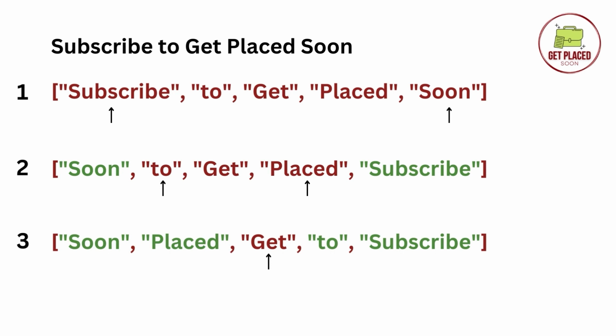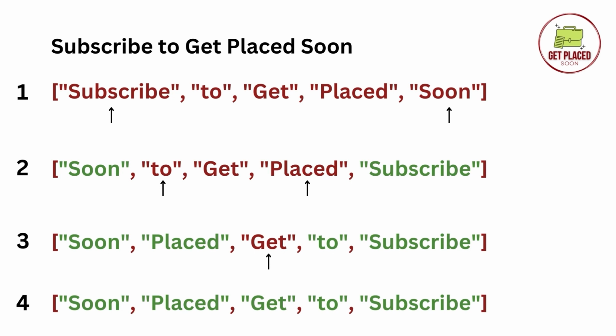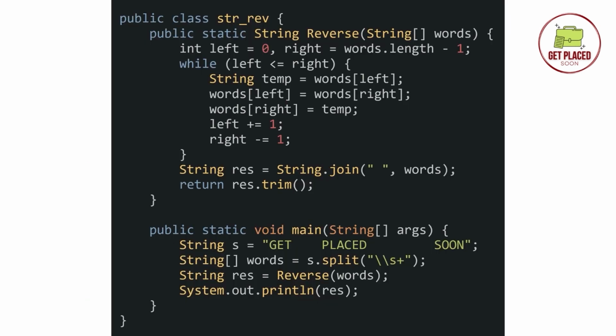After that, again we increment left pointer and decrement right pointer. Now the pointers meet at get. So no need to move the left and right pointers more. So the reversed string finally is soon placed get to subscribe. If you read it from right to left, it becomes subscribe to get placed soon. With this approach, we can reverse a given string word by word wise. Now let's see how to code this.